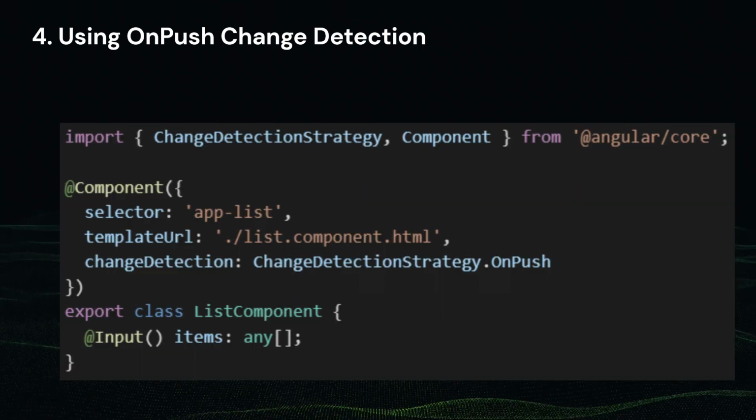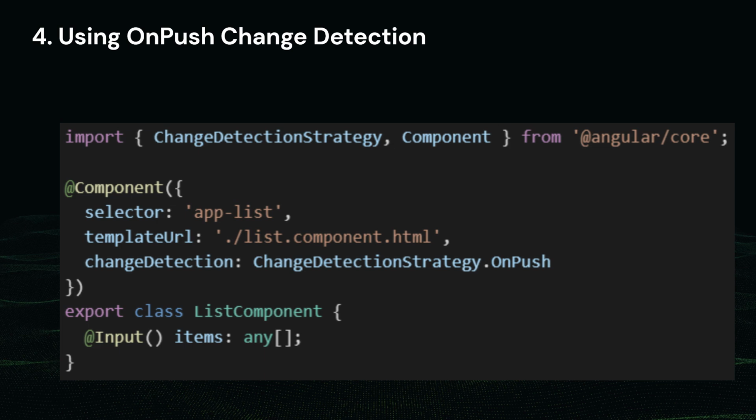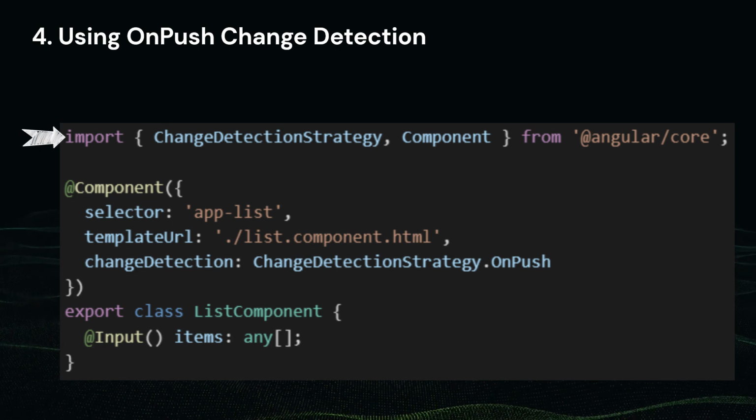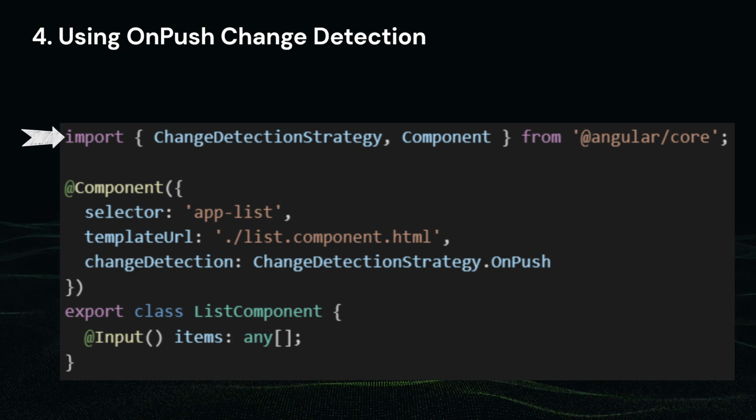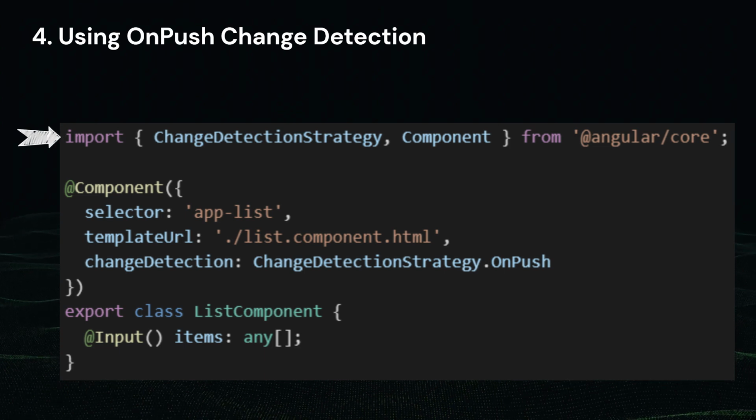Now let's see the code example. This code example demonstrates how to use change detection strategy OnPush to optimize change detection in Angular components. First, importing required modules. ChangeDetectionStrategy is imported from Angular's core module. Component is required to define the Angular component.